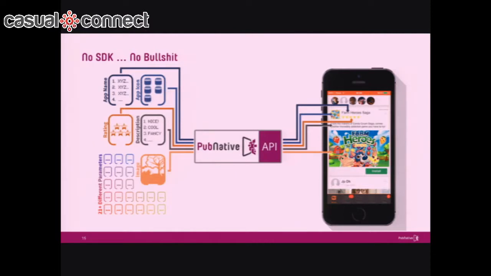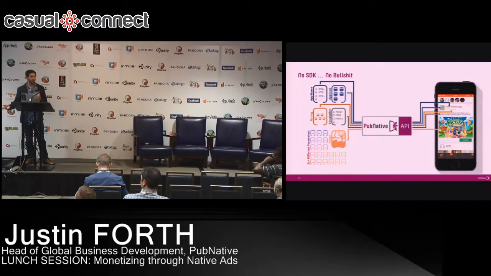This is kind of the Pub Native formula over here: we work with over 20 parameters. If you want to target based on age, gender, different image sizes, if you want to throw in app store ratings, app install campaigns, or branding campaigns, whatever the publisher is looking for to get the best understanding of their user experience, that's what we want to do to work with them.